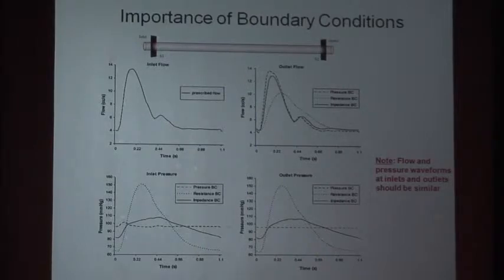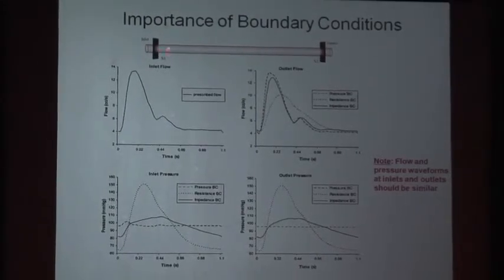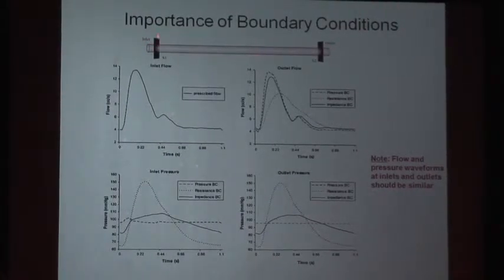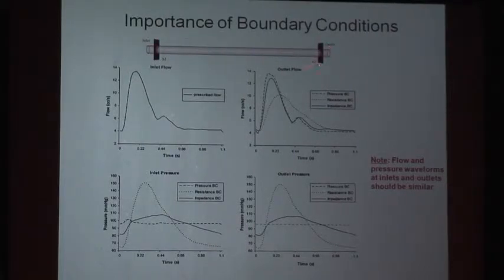I'll just tell you quickly, what is the importance of boundary conditions? This is a very simple problem that we solve. We have just an elastic vessel, with an inlet flow, and the wave is going to propagate down to the outlet. At the inlet, we prescribe a flow rate. And what we would expect to happen in this problem is that this inflow would basically propagate down the length. So that's the inflow condition.